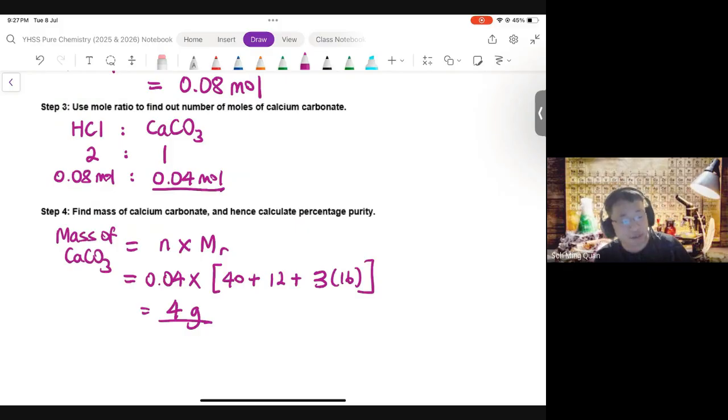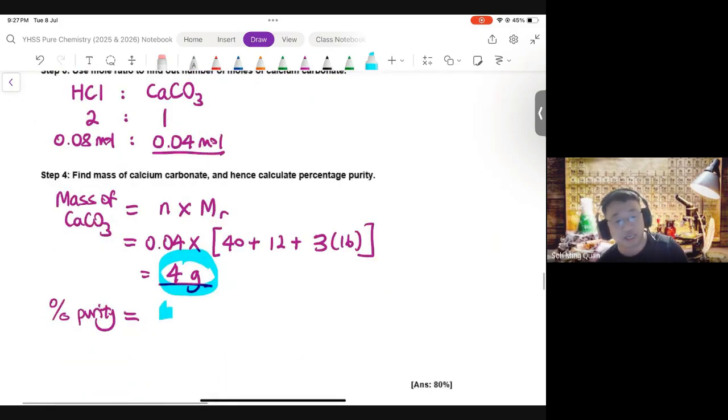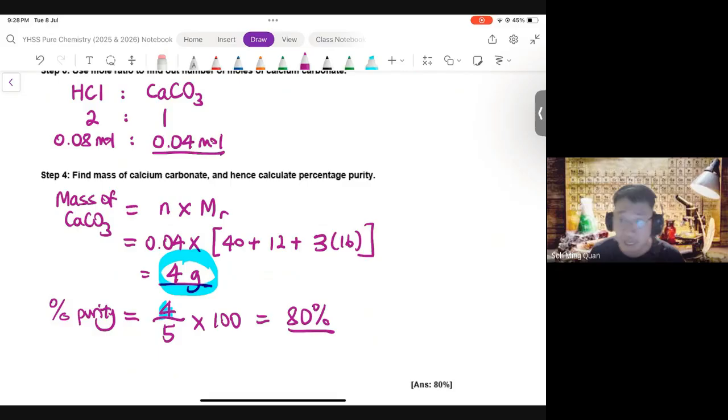Now, the last step is to calculate the percentage purity of calcium carbonate in the limestone. How do we do that? We already know there's 4 grams of calcium carbonate based on the mole ratio. But what was the mass of the whole limestone? The whole limestone sample was 5 grams, right? Out of the 5 grams, we have worked out 4 grams are calcium carbonate. Therefore, the percentage purity is 4/5 times 100, which is 80%. And that is how we get the percentage purity of calcium carbonate in limestone.